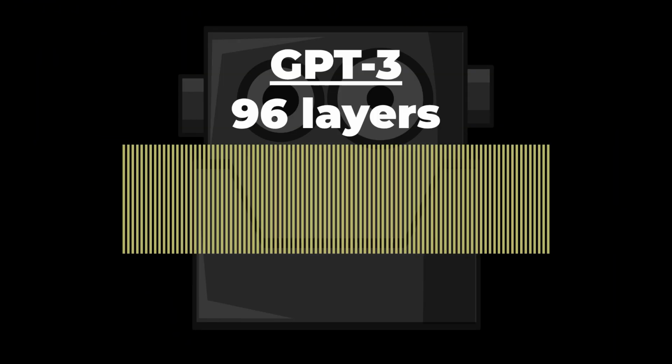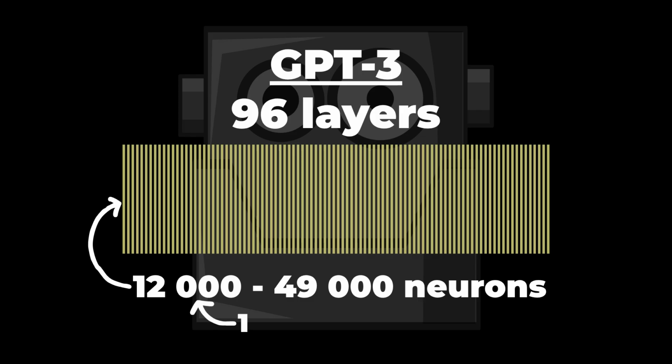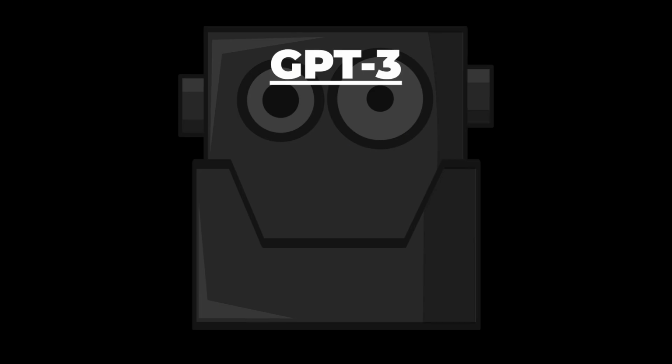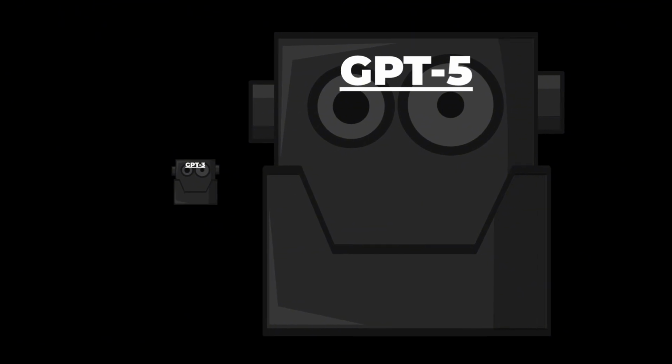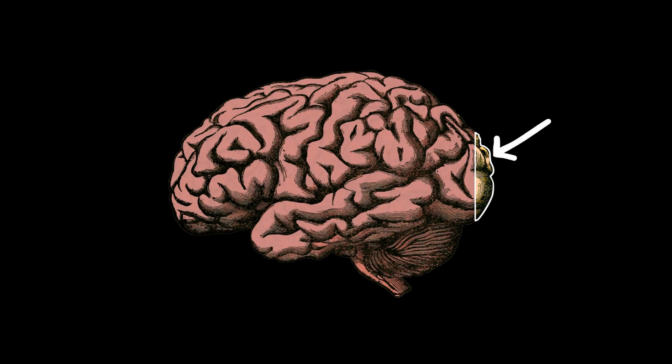GPT-3 had 96 layers, each made of between 12,000 and 49,000 neurons to make 175 billion parameters. And we are way past that model now. Some estimates suggest GPT-5 could have up to 52 trillion parameters, or about the same as 6% of your brain. Yeah, I'll just go now.